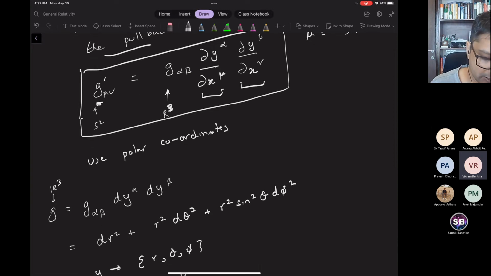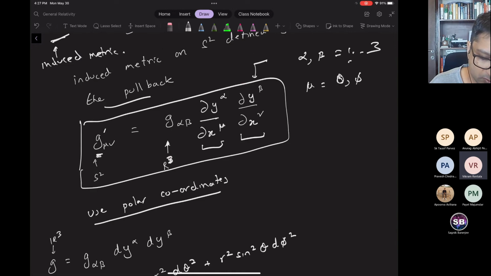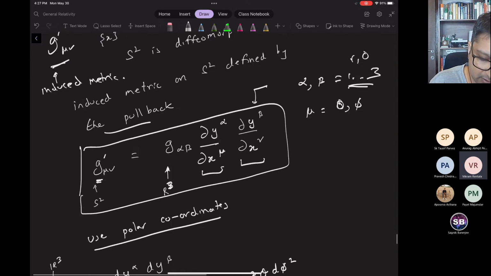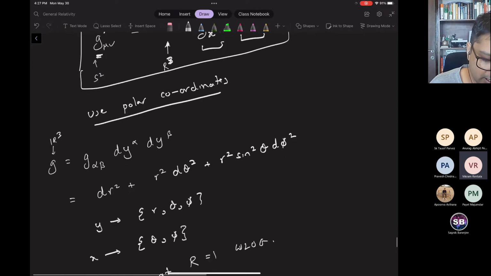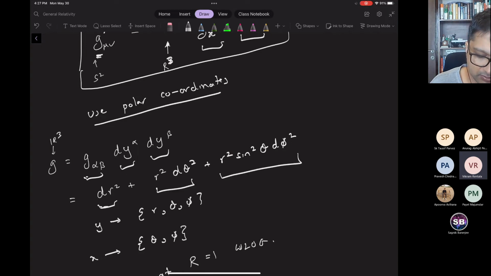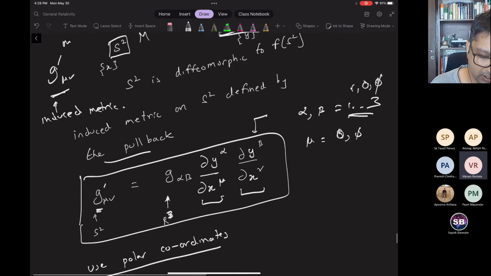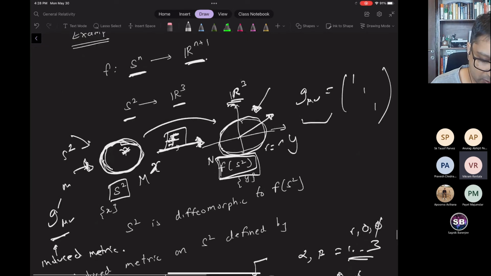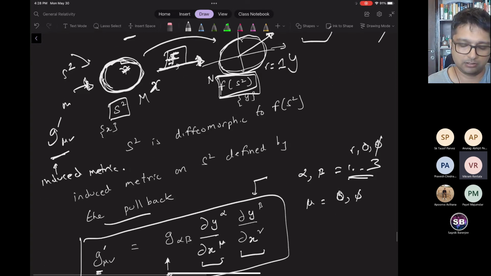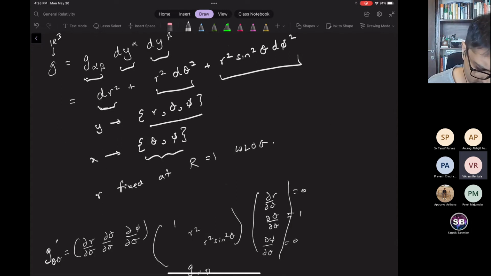And so if we use polar coordinates, alpha beta is 1 through 3, or let's say we use r theta phi. Then our metric G in R3 is G alpha beta dy alpha dy beta, which is dr square plus r square d theta square plus r square sine square theta d phi square. So Y has these r theta phi coordinates, X, which is the coordinates on S2, has only theta phi coordinates. And without loss of generality, we'll assume that our embedding is such that we're restricted to r is equal to 1. So some particular sphere of some size.